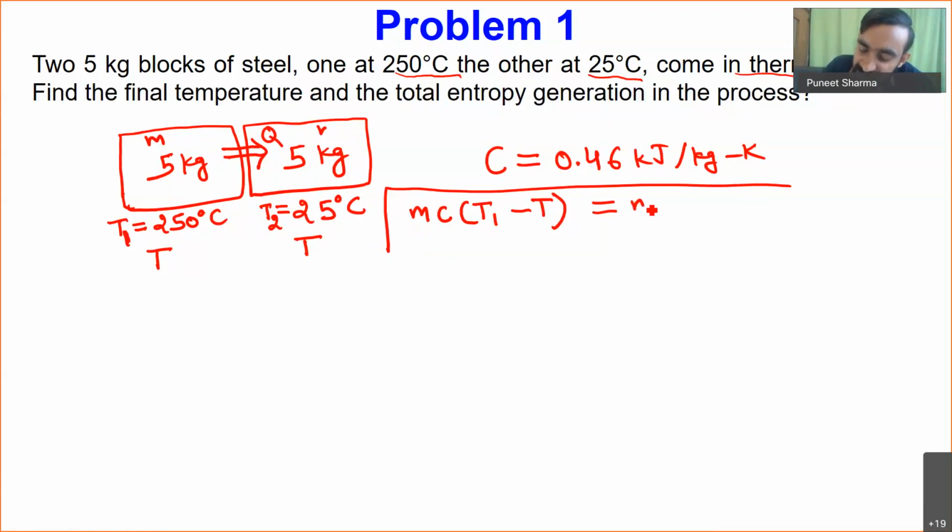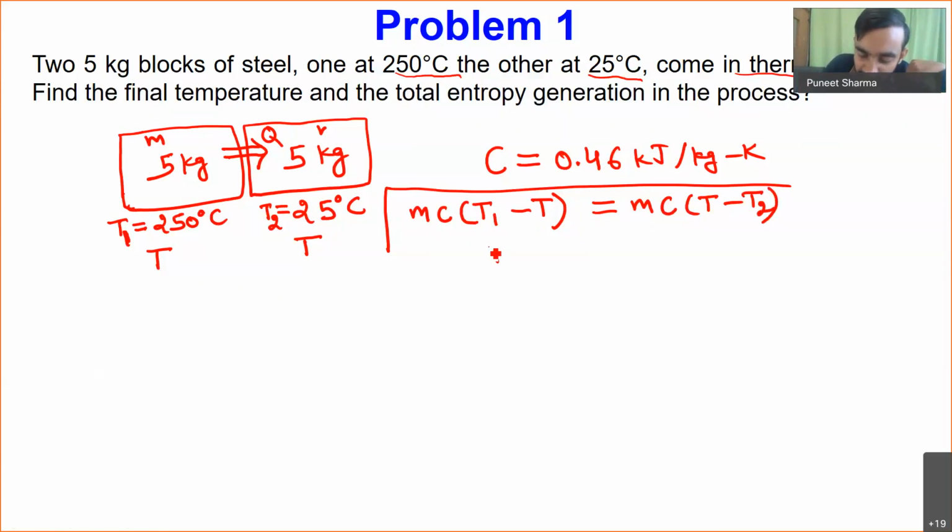The second block has M into C. It gains heat, so its final temperature is higher and its initial temperature is smaller, so I write T minus T2. I use T as the final temperature for both blocks because after coming in thermal contact they reach equilibrium. From here, MC cancels out, T1 and T2 are known, so I can simply determine the value of temperature T.